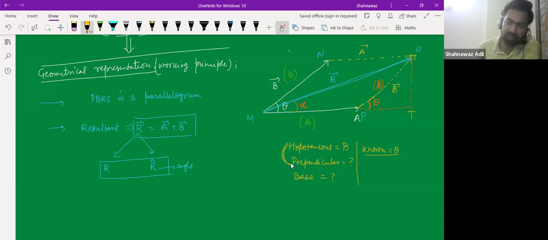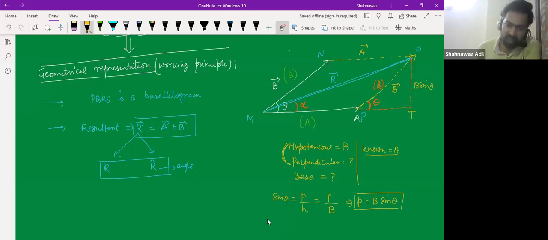Sine theta, right? So sine theta is P by H. The perpendicular is what you want to find, and H is B. So the perpendicular would be B sine theta. Is it clear? Yes, sir. So this is B sine theta.